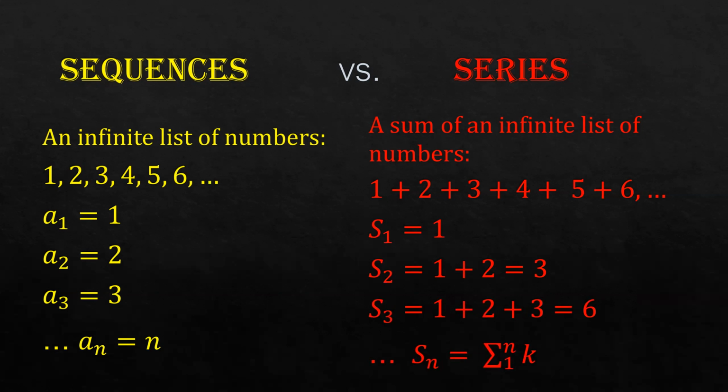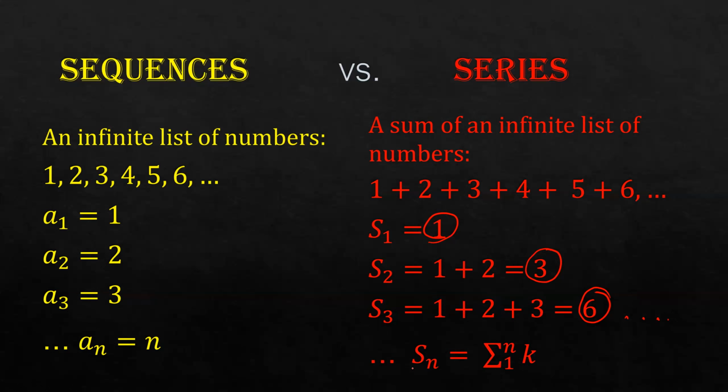And the nth partial sum would be the sum, and we would write it in summation notation, the sum of the kth term, and it goes from 1 to n, right? So this right here, 1, 3, 6, and so on, is what we call a sequence of the partial sums. Does that make sense? Like S1, S2, S3, Sn, and so on would be the sequence of the partial sums.